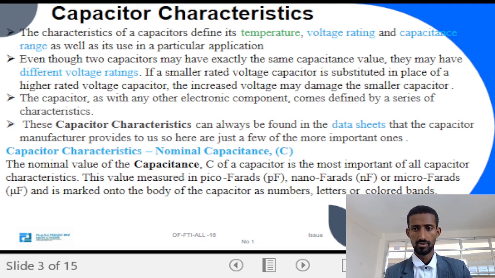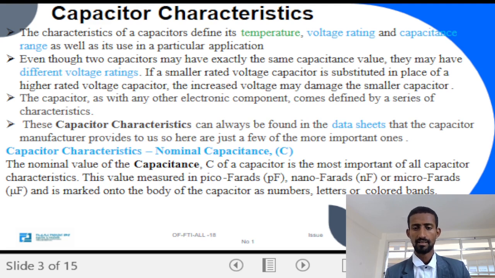The capacitor, as with any other electronic component, comes defined by a series of characteristics. These capacitor characteristics can always be found in the datasheet that the capacitor manufacturer provides. So we should read the manufacturer's datasheet while we are substituting some capacitors for maintenance purposes.